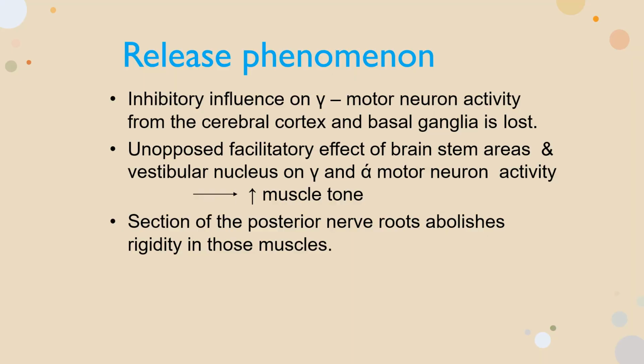So how does the rigidity occur? It is a release phenomenon, because the inhibitory influence on gamma motor neurons from the cerebral cortex and basal ganglia is lost, and the unopposed facilitatory effect of brainstem areas and vestibular nucleus on gamma and alpha motor neurons increases their activity, leading to increased muscle tone. Section of the posterior nerve roots abolishes the rigidity in those muscles. So if you want to take out that rigidity, we should cut the posterior nerve roots so that the facilitatory effect is also lost.